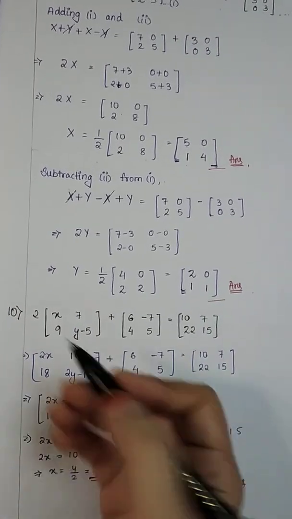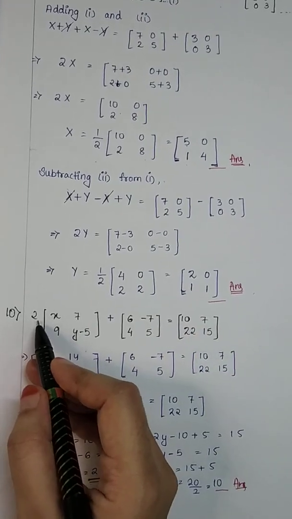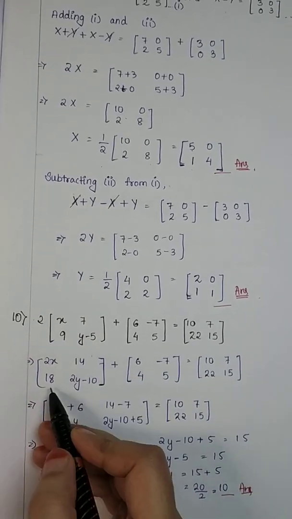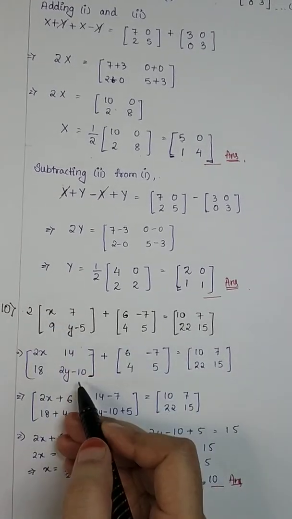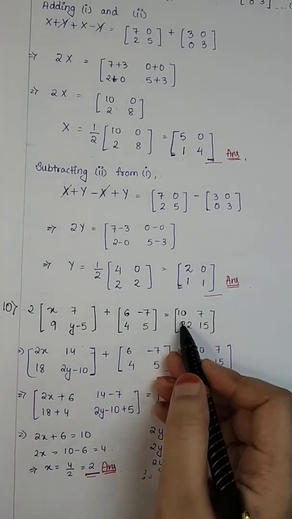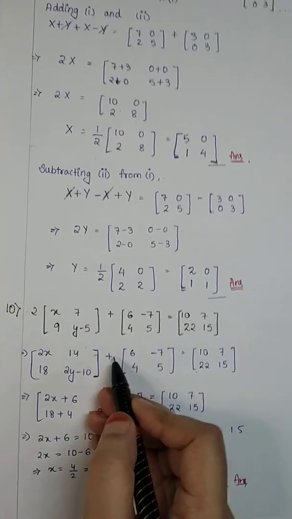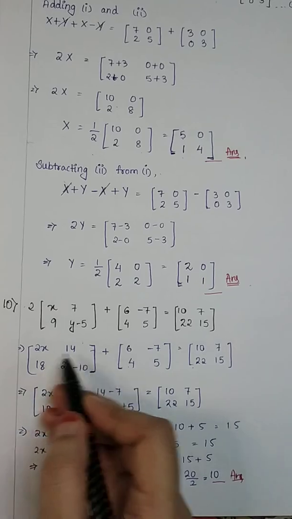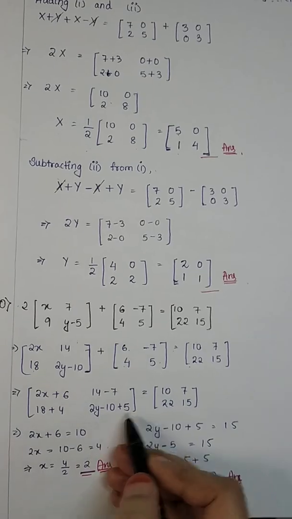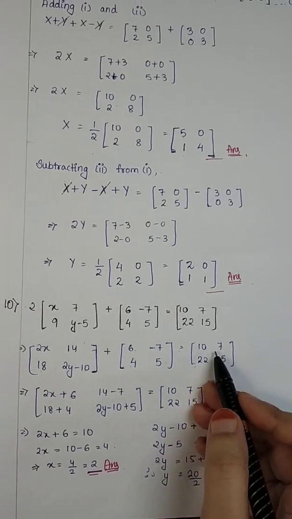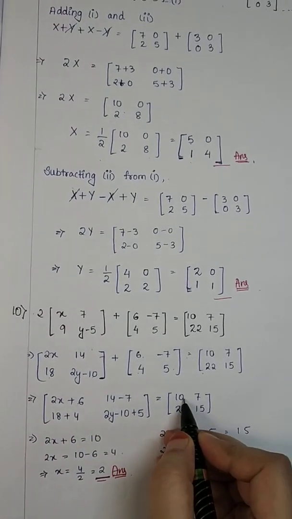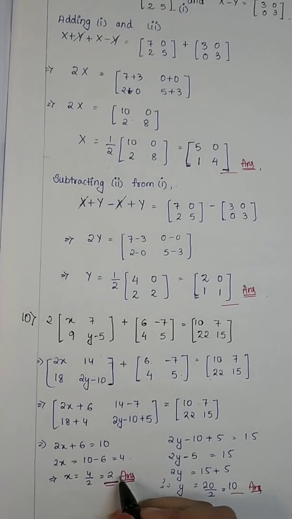Okay, so for finding it out, firstly solve it. So normally how do we solve? Just multiply. So multiply inside by 2, so it will become 2x, 14, 2 9s are 18, 2y, 2 5s are 10. So 2 will be multiplied to y also and 5 also. Now this matrix will be written as it is. After this, because it is addition, we'll add the elements. So 2x plus 6, 14 minus 7, 18 plus 4, 2y minus 10 plus 5 is equal to the right hand side matrix. After this, because we need to find the value of x, we'll write 2x plus 6 is equal to 10.